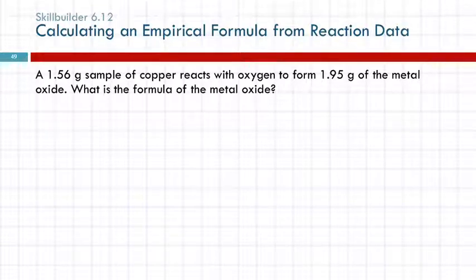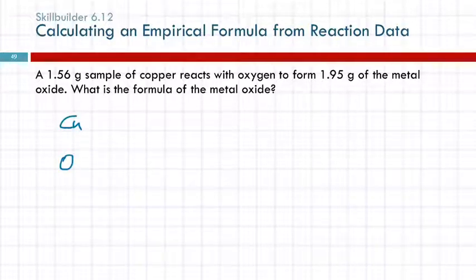So let's do another one. A 1.56 gram sample of copper reacts with oxygen to form 1.95 grams of the metal oxide. What's the formula of the metal oxide? Well, calculating an empirical formula, what do we start with? The masses of elements, right? What are the 2 elements in this compound? Copper and oxygen. So we've got copper and we've got oxygen.